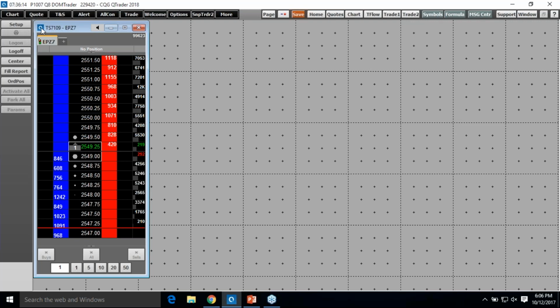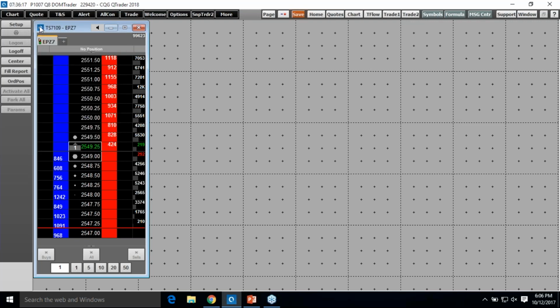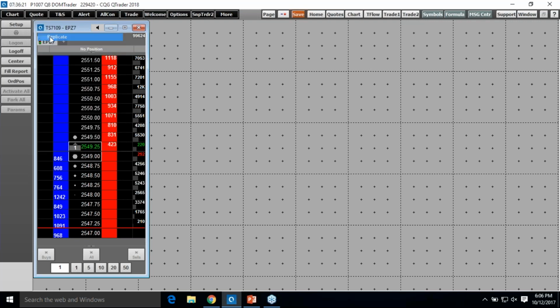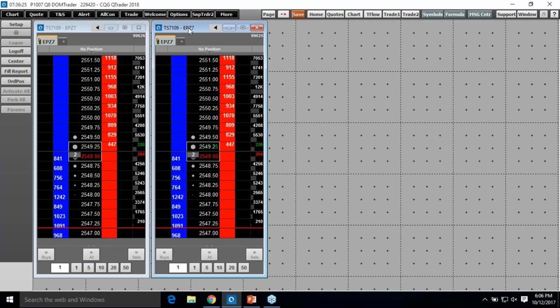On the price ladders out here, if you just click on this CQG QTrader icon, normal click, you will see an option to replicate, which means you will create one more price ladder. And if this is an active window, you can start typing a code for a second instrument, right? So we are already looking at E-mini S&P 500.